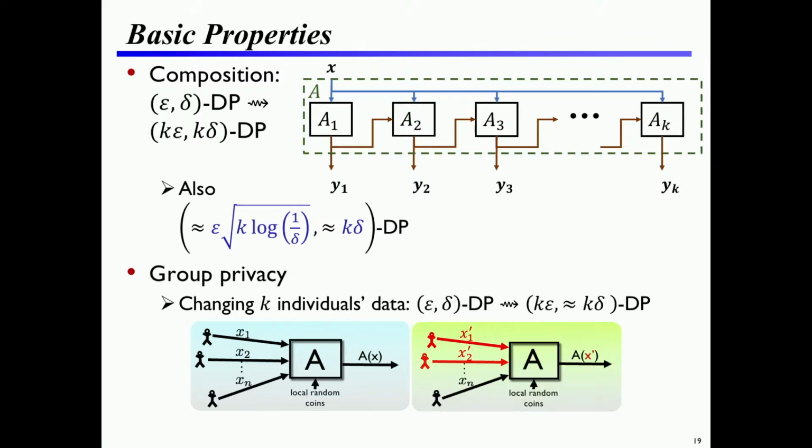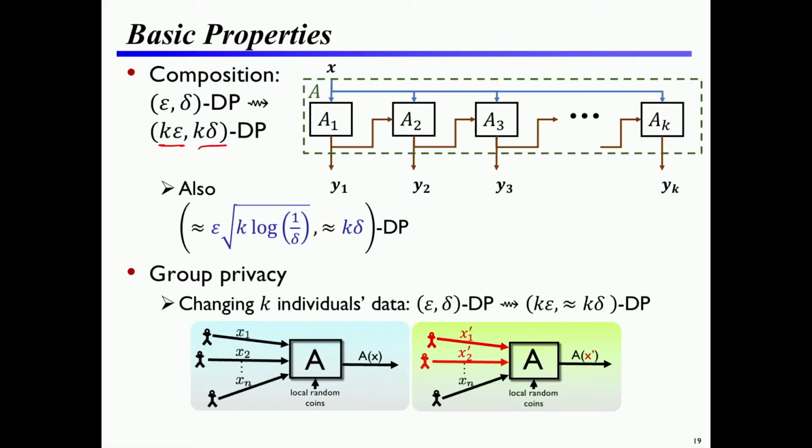Even if which algorithm I run in the second step depended on the output of the algorithm from the first step, and the last one depends on the outputs of all the previous steps, nevertheless I can prove a bound on the differential privacy parameters of the composed object. There are a few different bounds one can prove. The simplest one is k epsilon and k delta: the epsilons add up and the deltas add up.